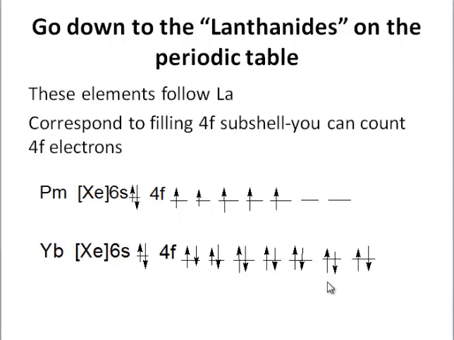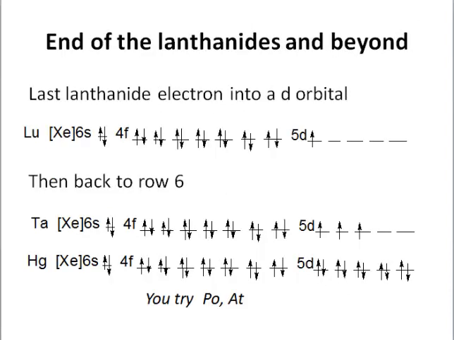Yet there's one more element down here among the lanthanides. The last lanthanide electron, for lutetium, goes into a 5d orbital. Then we jump back to row 6 in the d block right beyond lanthanum, and we can predict d electrons again. For example, it's very easy to count that tantalum has 3 5d electrons. The 6s and 4f subshells are filled.